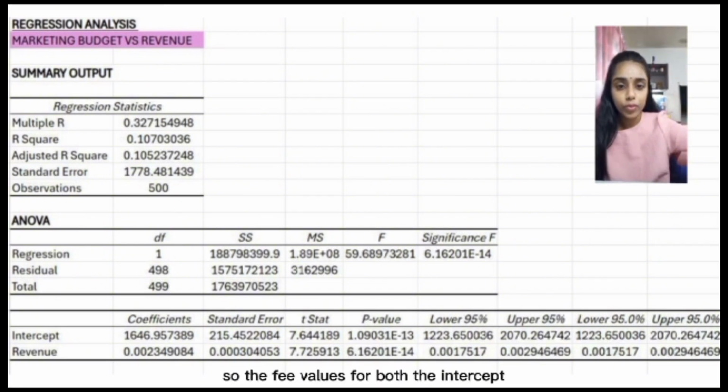So the p-values for both the intercept and the marketing budget are very low, confirming that these coefficients are meaningful and not due to random chance. The 95% confidence interval for the marketing budget coefficient ranges from 0.00175 to 0.00295. This indicates that we are 95% confident that the true effect of the marketing budget on revenue falls within this range.